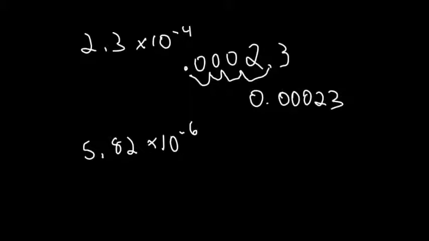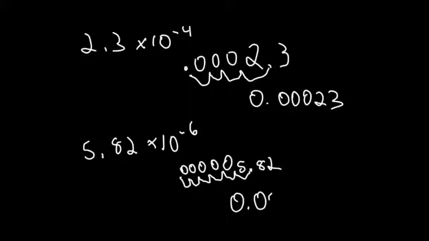And we'll work on the last one. So 5 and 82 hundredths. Our exponent is -6, so I need to go 6 place values. So 1, 2, 3, 4, 5, 6. So add 5 zeros in there. So now I have 0.0000582. So that is how you put a number in scientific notation and turn a number in scientific notation into standard form.